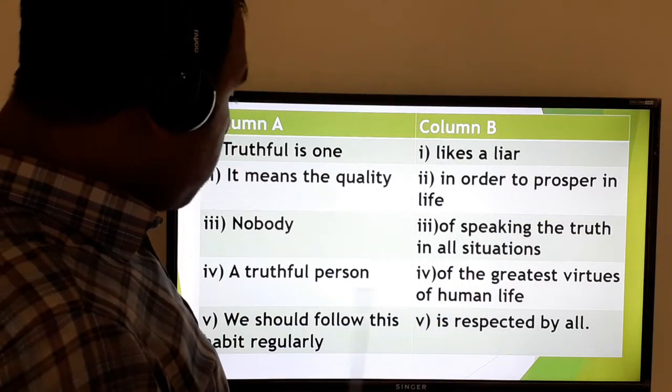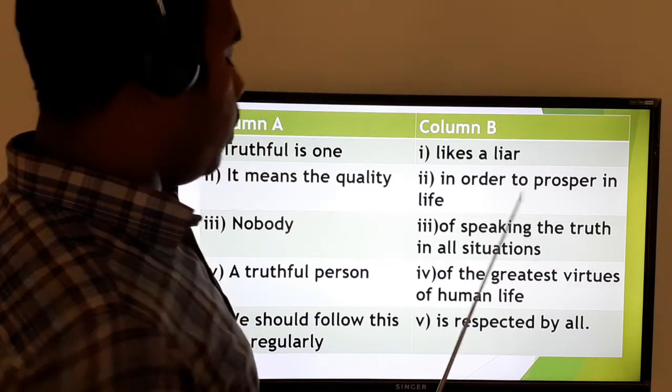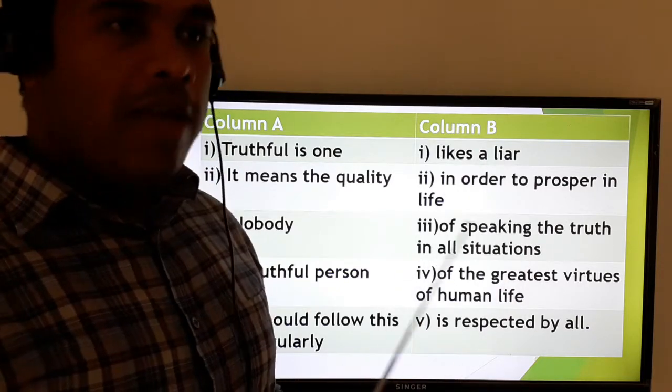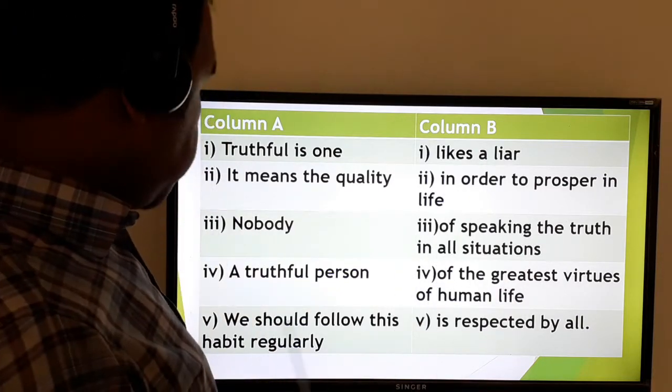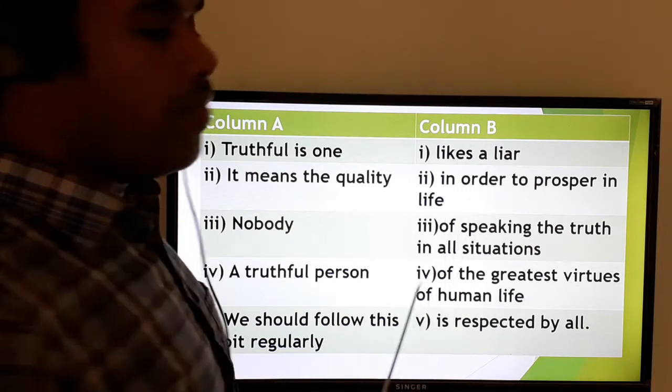Number 4, a truthful person is respected by all. We know that. A person who speaks the truth is respected. Everyone likes him. We should follow this habit regularly in order to prosper in life.